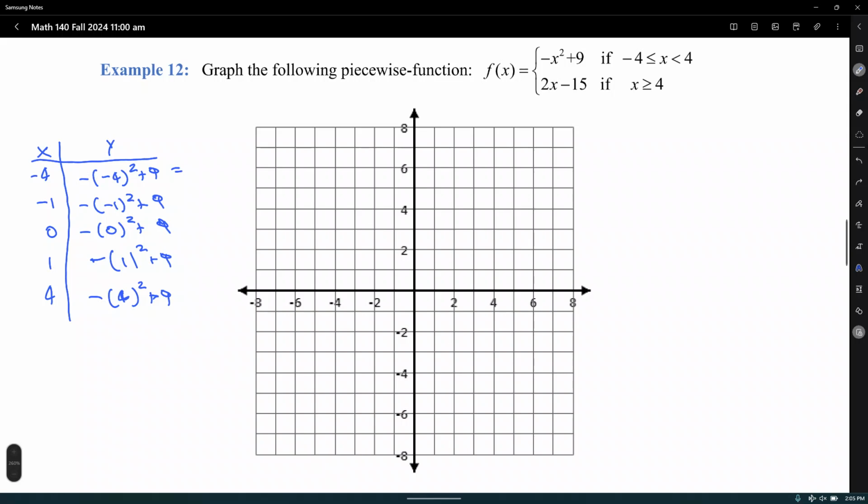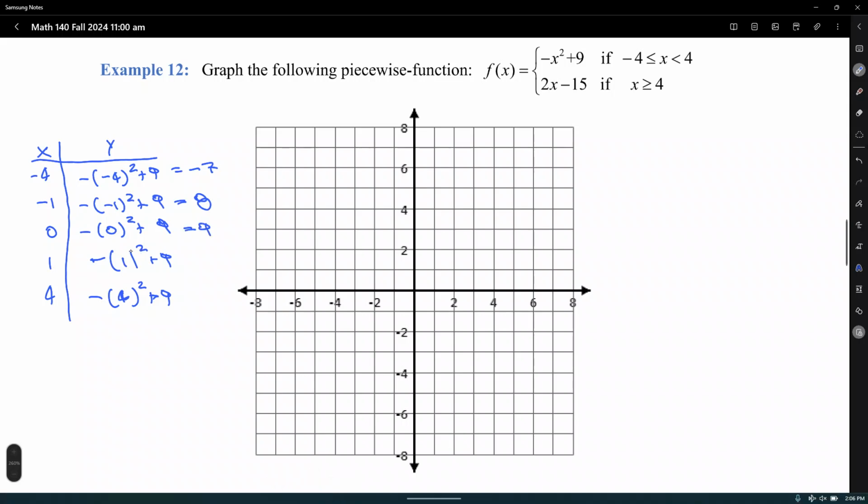Now, 9 minus 16 gives us negative 7, which is in our window for the graph, which is great. And then negative 1 squared is positive 1, times the negative in the front is negative 1, plus 9, that equals 8. And then 0 squared is 0, times negative is still 0, plus 9, that equals 9.